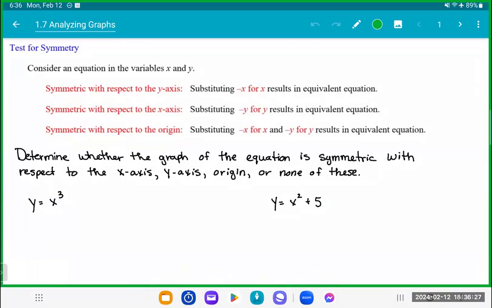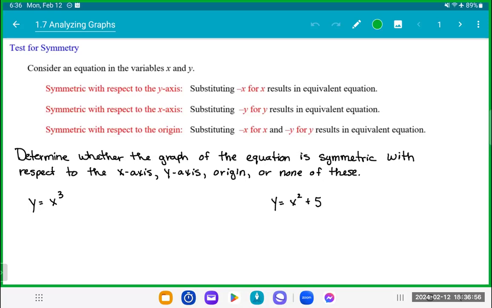Our first section for tonight is section 1.7. In this section, we're going to be analyzing graphs of functions, and then we're also going to look at some piecewise functions as well. Okay, so a couple more things to learn about graphs. We can learn about symmetry when it comes to a graph.